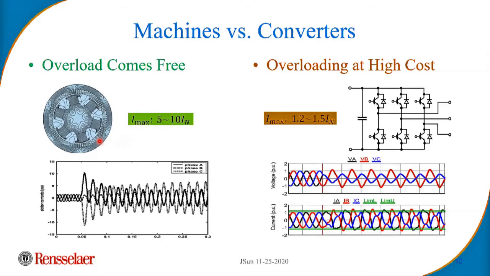The larger time constant the machine gives us. Converters, we can take as much overcurrent as we want if we are willing to put enough semiconductors there, right? So with enough semiconductors, you can design a converter for 5, 10 times overcurrent. That's not a problem technically, but economically, nobody would want to do that. So typically we design a converter for 20 to 50% overcurrent.